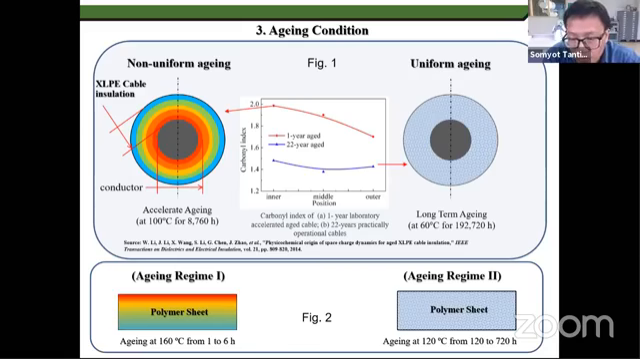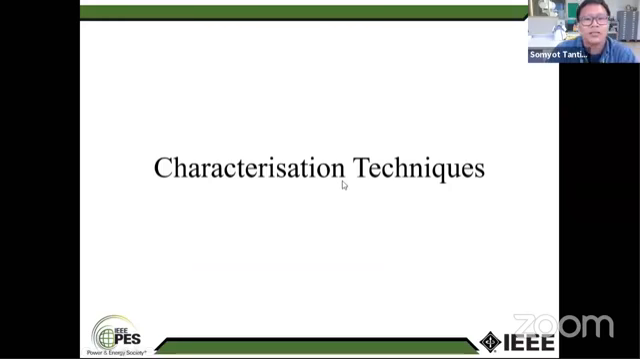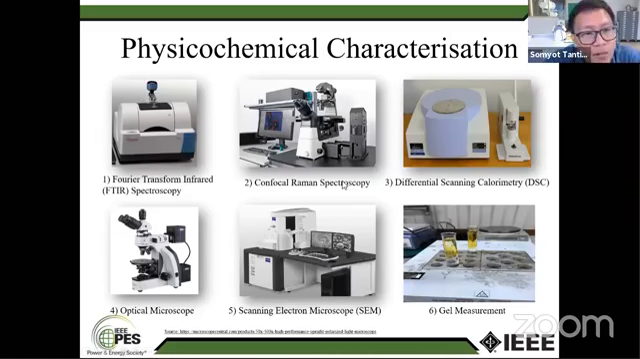And for the uniform aging, I create the aging at 120 degrees Celsius from 120 to 720 hours. And then I will show how to prove the uniform aging and non-uniform aging. So we go to the characterization techniques.